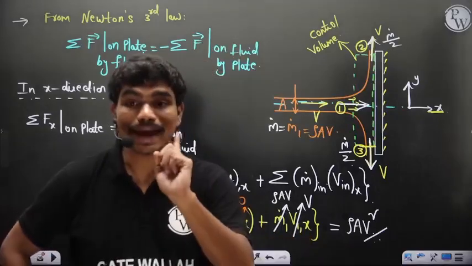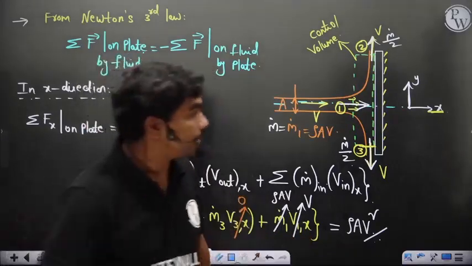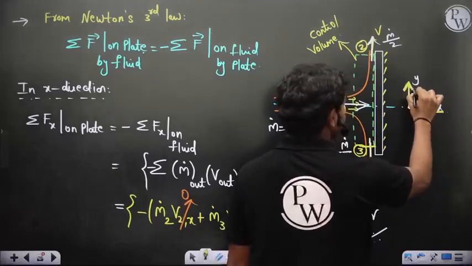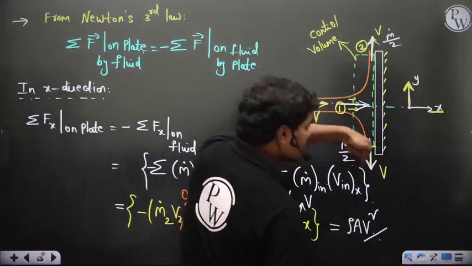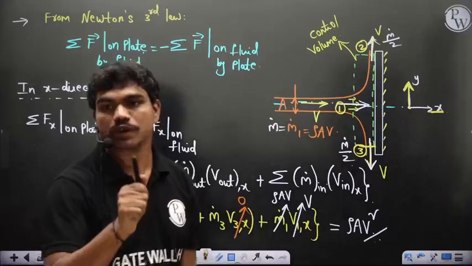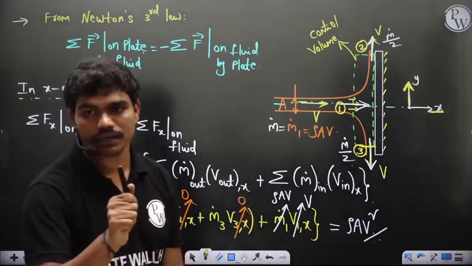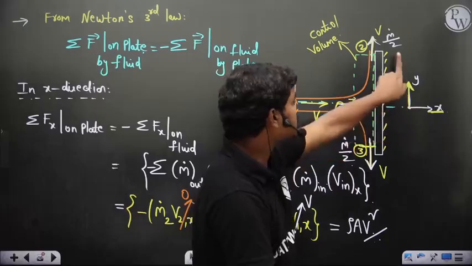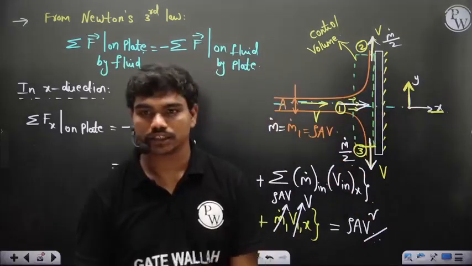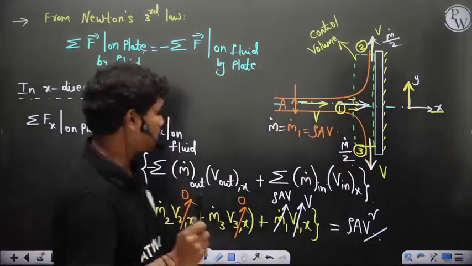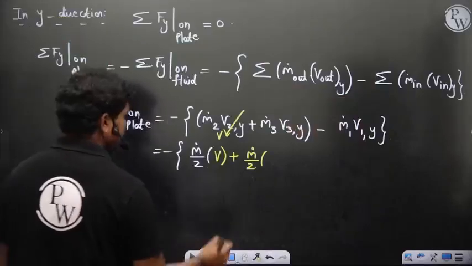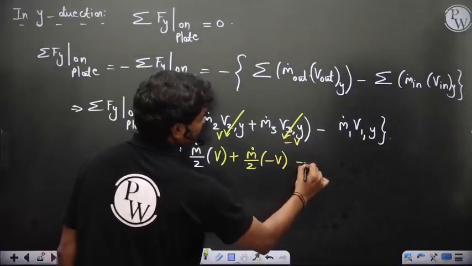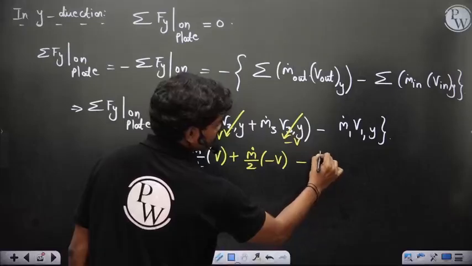Minus v. Okay, writing minus v is very important. Why? See, the y direction is upward, in the positive y direction, but here the fluid is coming downward. So v should be minus v. Got it? If you write v here, that's wrong. The reason is the coordinate, the y direction, and the velocity are in opposite directions. So you have to write minus v.